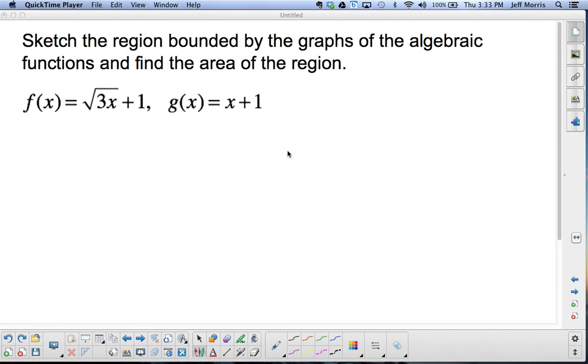All right, last attempt, I promise. Sketch the region bounded by the graphs of the algebraic functions and find the area of the region.